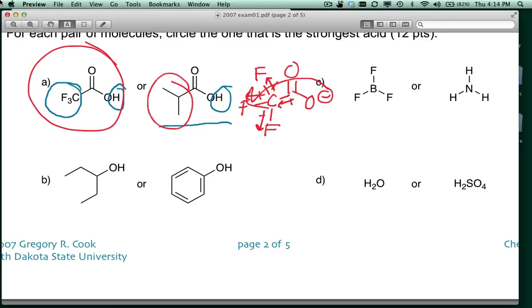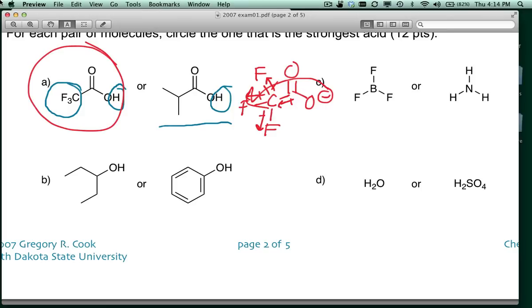This molecule has no electron withdrawing groups, or less of them, if you will. So it doesn't have any effect on that negative charge as much as the fluorines will. Okay? So electronegativity. Let's see. Problem B. Who knows the answer to problem B? Is it the alcohol on the left or the alcohol on the right?